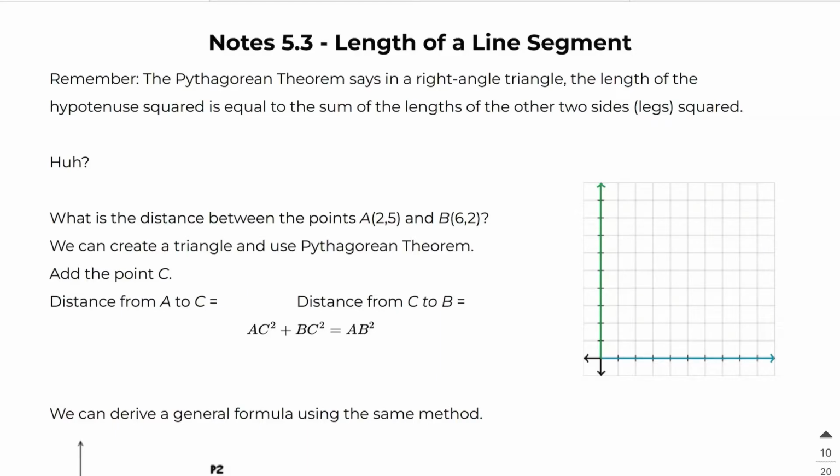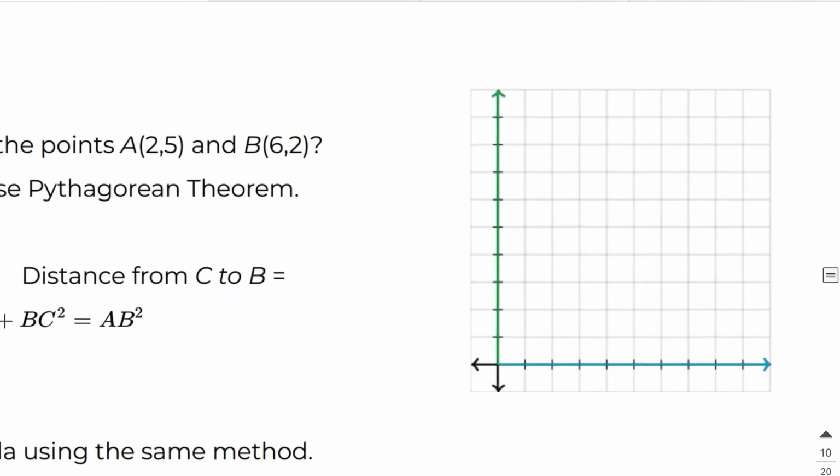Hey everyone, notes 5.3 are on the length of a line segment. And I just want to show you something really quickly. Don't graph anything out right now, but I just want to show you what would happen if I had a point right here and another point right here, and I have this line segment. Again, don't graph this out on your paper. And I want to figure out how big this is.